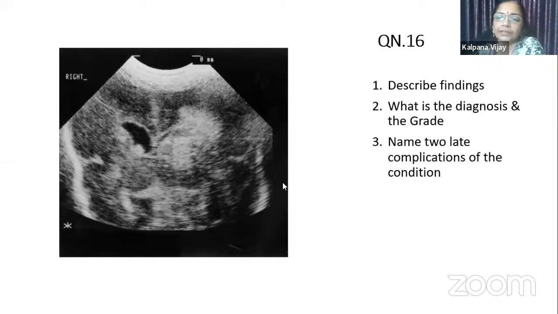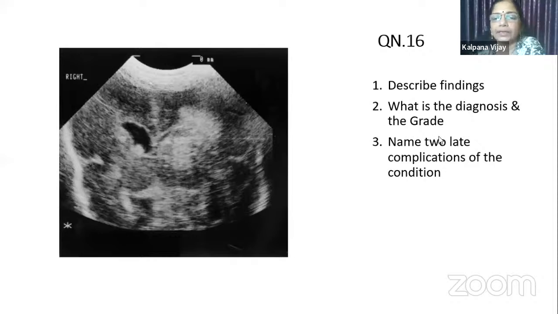So what is this? Describe the finding. First, you have to say in which view, what is this? So this is a cranial ultrasound scan, and it shows the coronal view. It is showing this ventricle, you can see clearly. This ventricle is filled with blood and there is blood in the parenchymal areas.